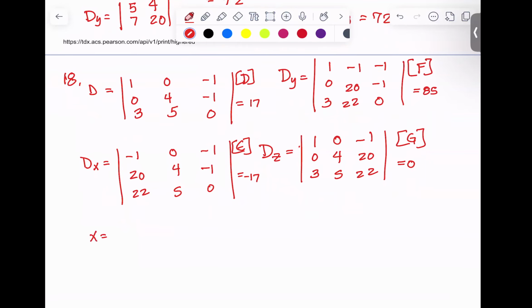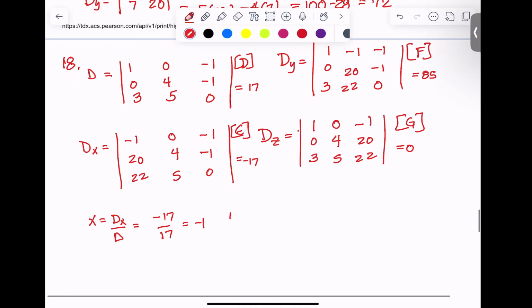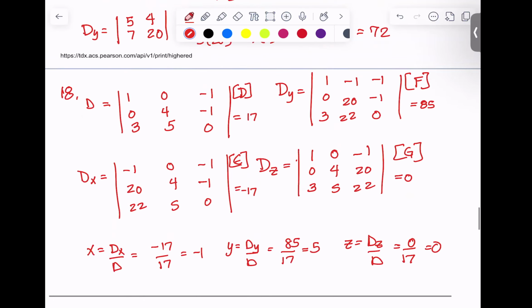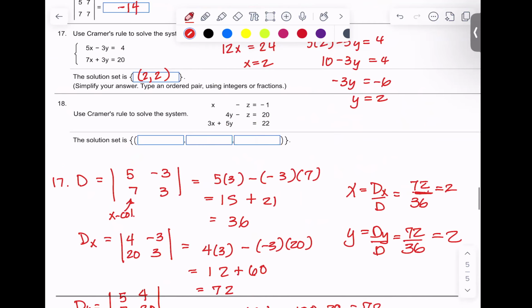So x is d sub x divided by d, which was negative 17 over 17, which is negative 1. Y is d sub y divided by d. D sub y was 85. 85 divided by 17 is 5. Z is d sub z over d, which was 0 over 17, which is 0. So my solution is negative 1, 5, and 0. Let's write that up here. Negative 1, 5, and 0.